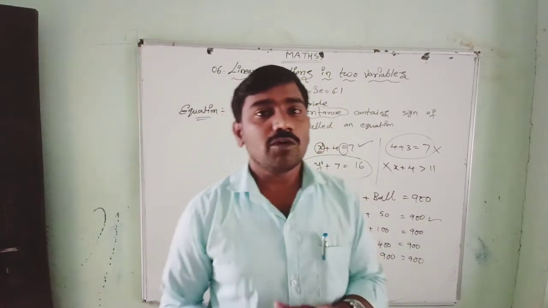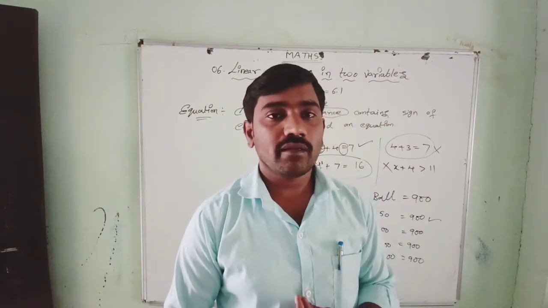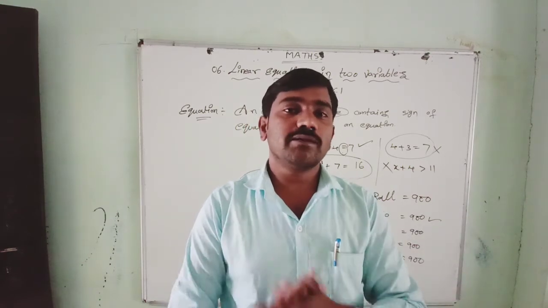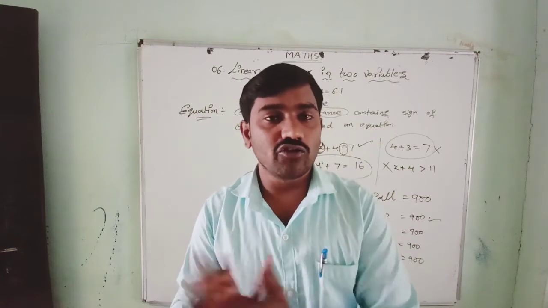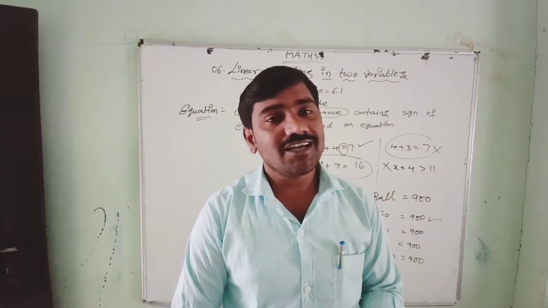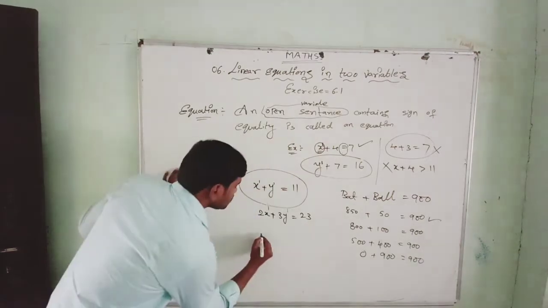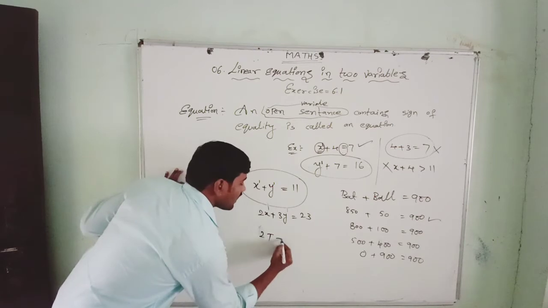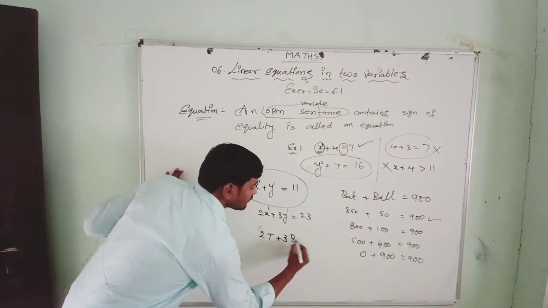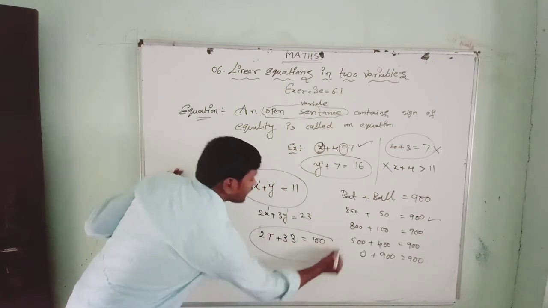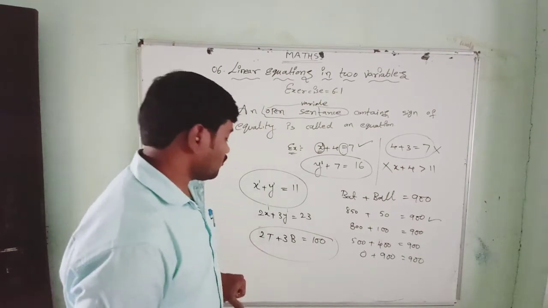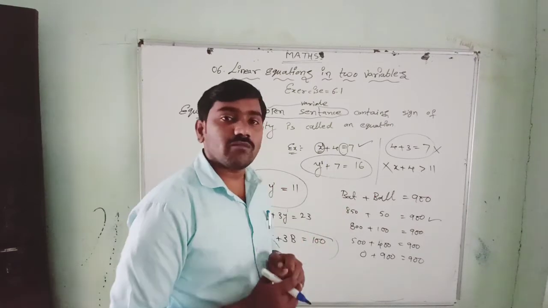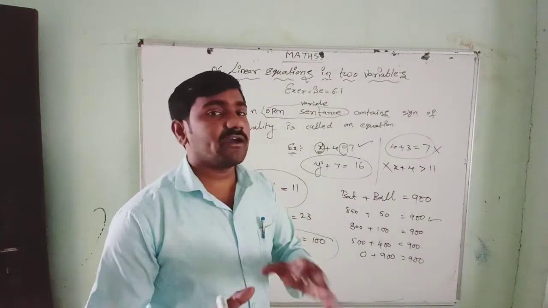Suppose you have gone to the vegetable market. You have taken 2 kgs of tomatoes and 3 kgs of brinjals. Together the cost is 100 rupees. Can you tell me what is the cost of 1 kg of tomatoes, and what is the cost of 1 kg of brinjal?